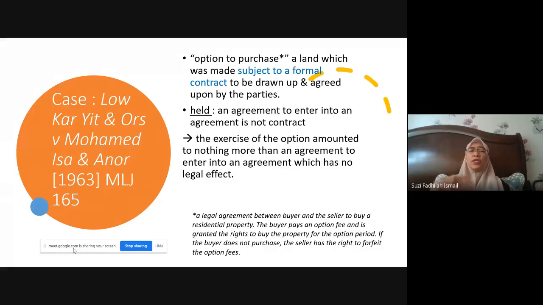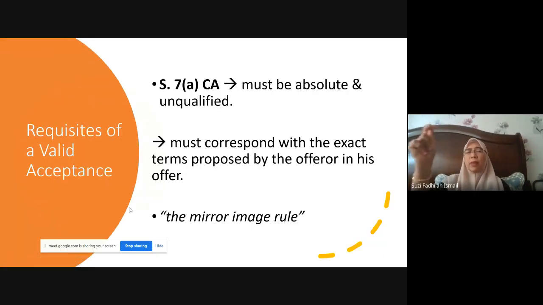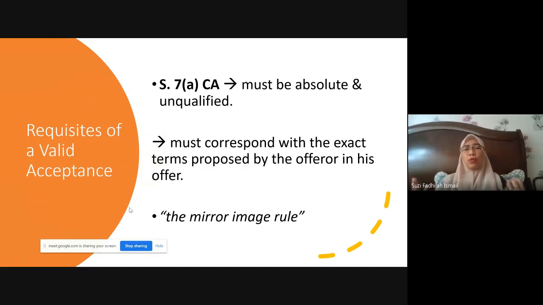It is not absolute. So the exercise of the option, if the offeree takes up whatever terms in the option, it amounted to nothing more than an agreement to enter into an agreement, which has no legal effect at that particular stage. No enforceable contract yet, until and unless they complete the drafting of the agreement, drawn up and agreed by the parties. So basically this case explains the rule just now, in which the acceptance or whatever agreement between them wasn't made absolute and unqualified, it was qualified.